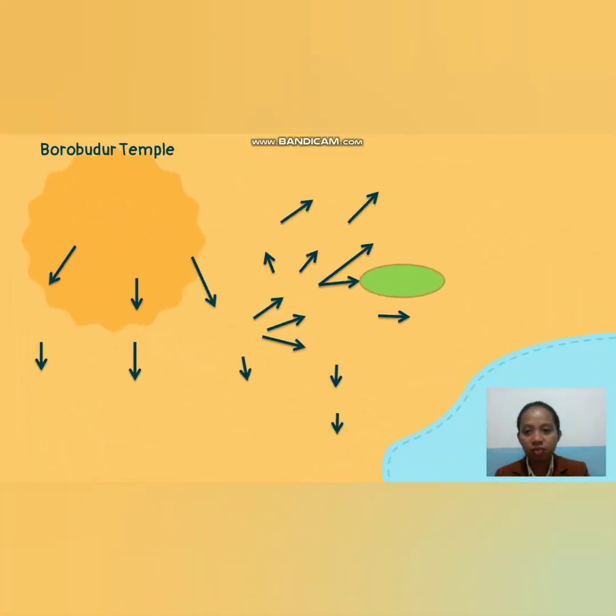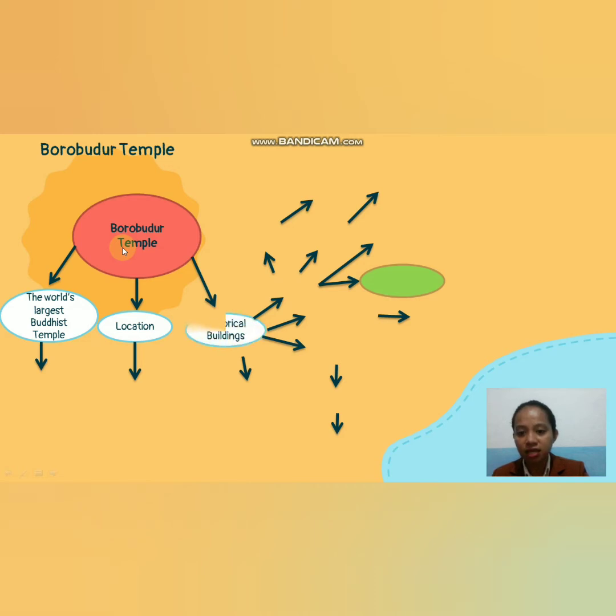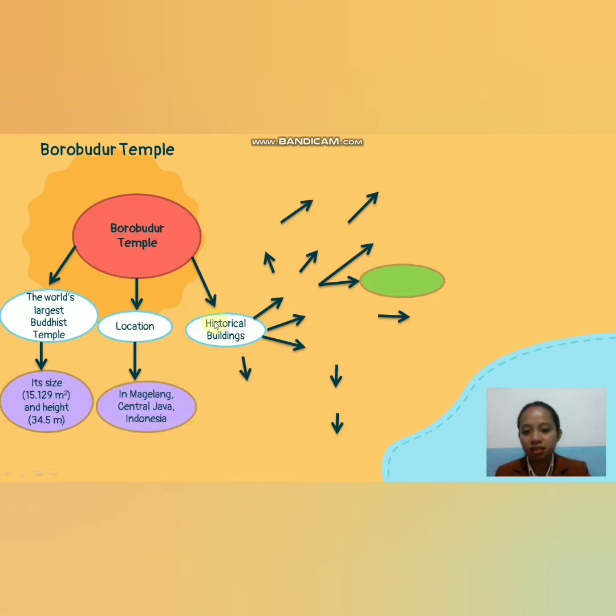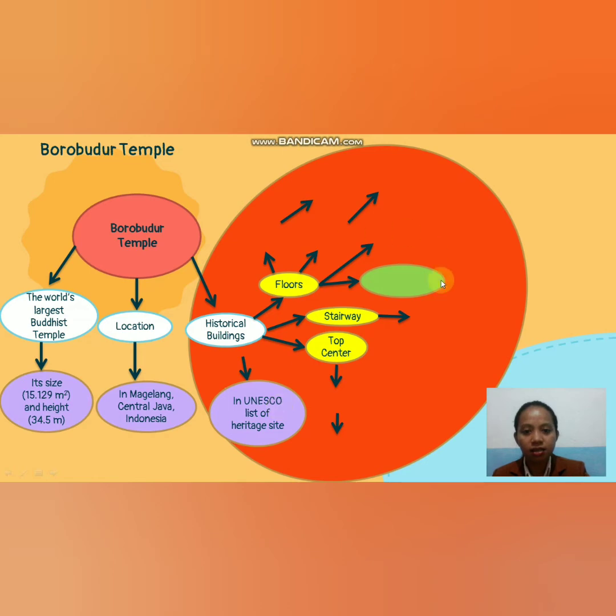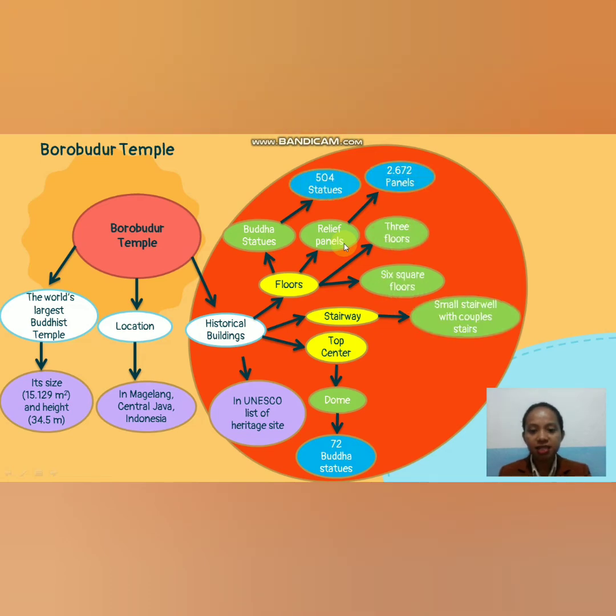Okay, students, here is the mind mapping of Borobudur Temple. You must draw a circle and write in the larger circle. Here is Borobudur Temple, and then you must write the new ideas here. Okay, students, after that, you must write the new ideas, and the largest circle here is the topic that you have to write in your paragraph. Okay, students, this is the mind mapping of Borobudur Temple.